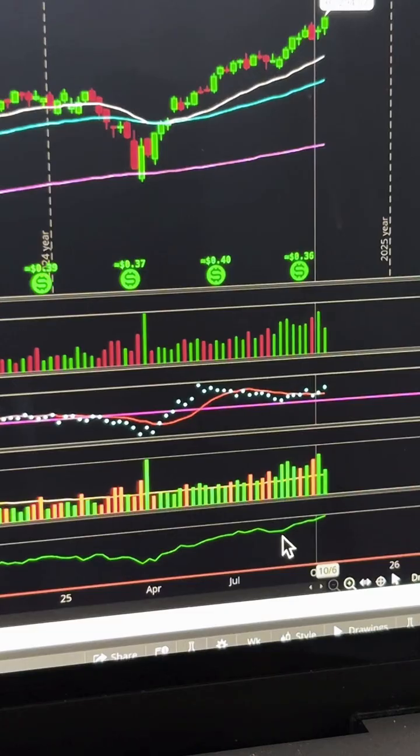What platform are we looking at? Good question. I am on Thinkorswim, which is Charles Schwab. They bought that out from TD Ameritrade. So I'm on Thinkorswim. You're welcome. Sorry, I should have said that. I also do use TradingView as well. I'm going to be switching to TradingView in a minute.